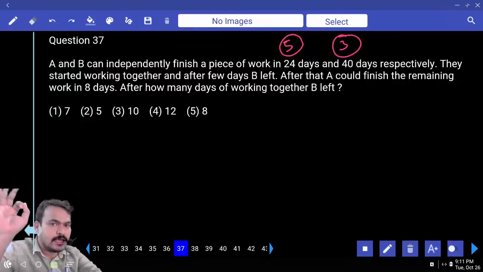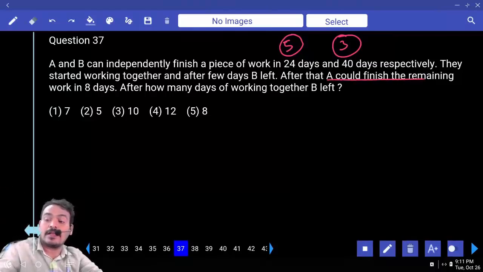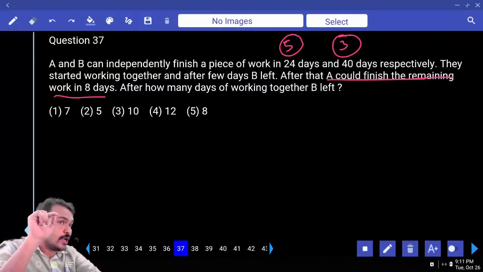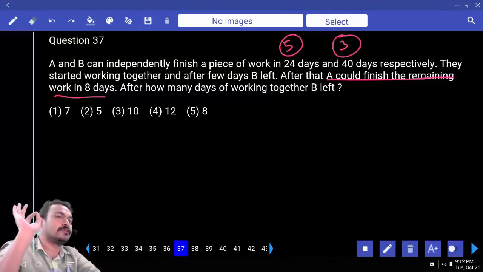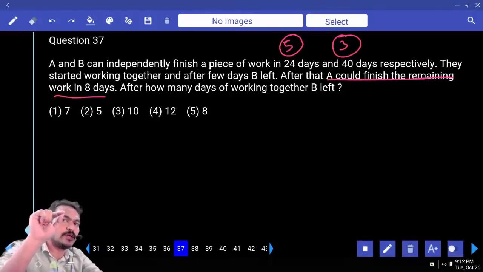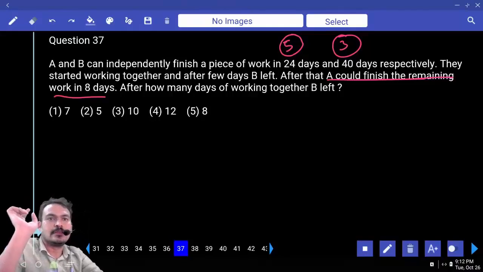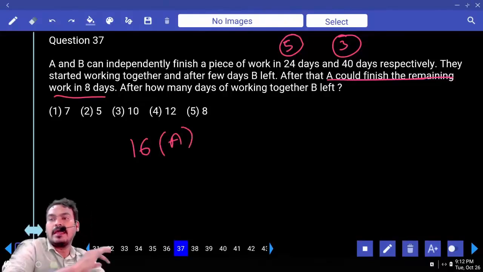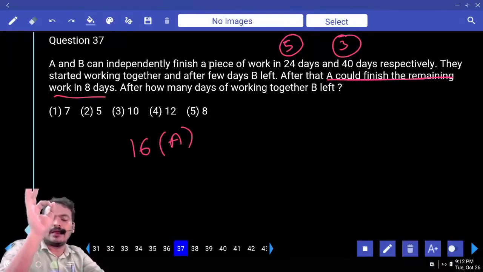A can do the whole work in 24 days. After working together, A could finish the remaining work in 8 days. Out of 24 days individually, he worked on it for 8 days, which means the remaining work of A is 16 days' work of A. Out of 24, he worked for 8 days, so the remaining days are 16. The remaining work is 16 days' work of A.